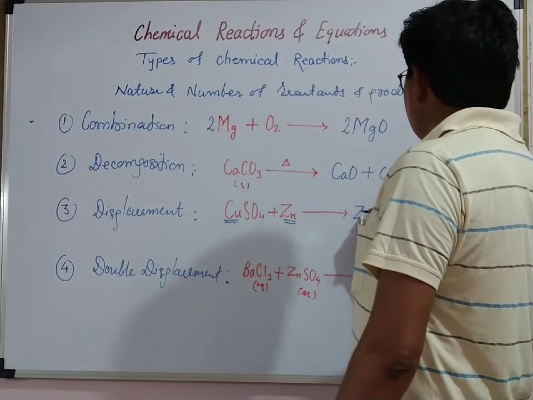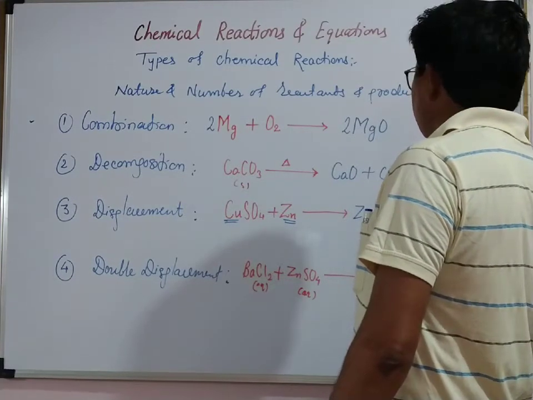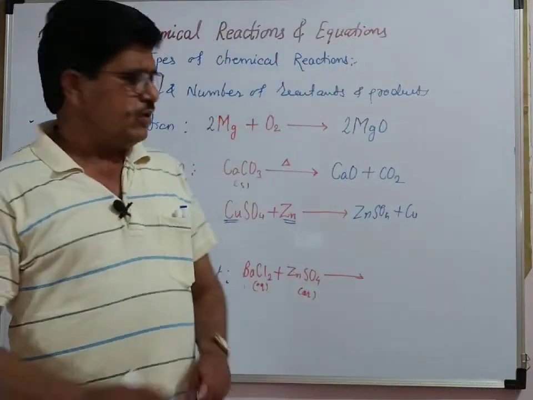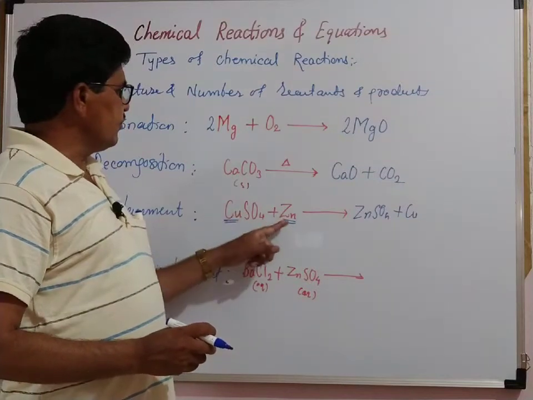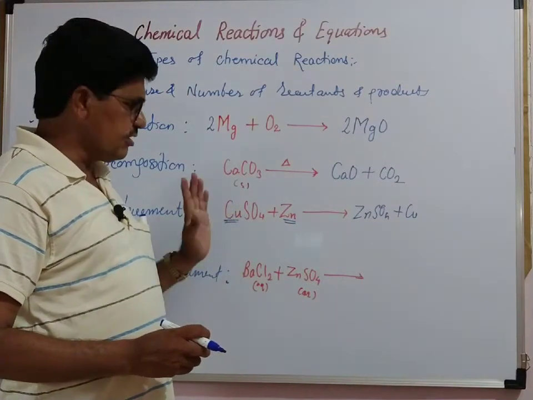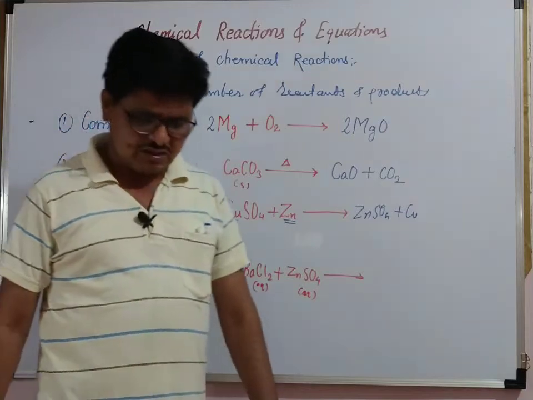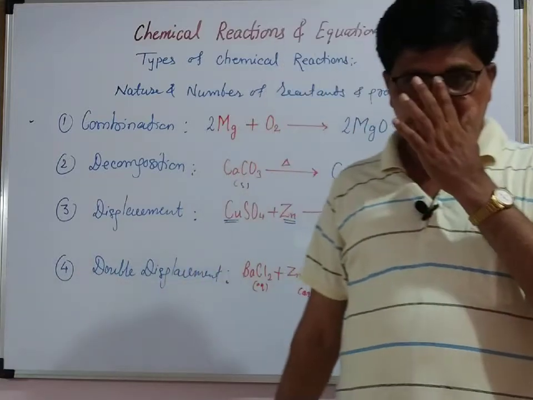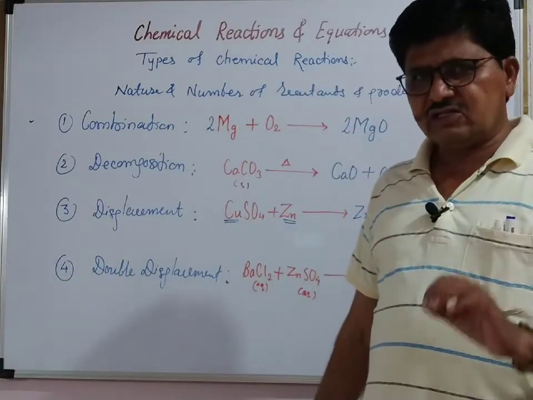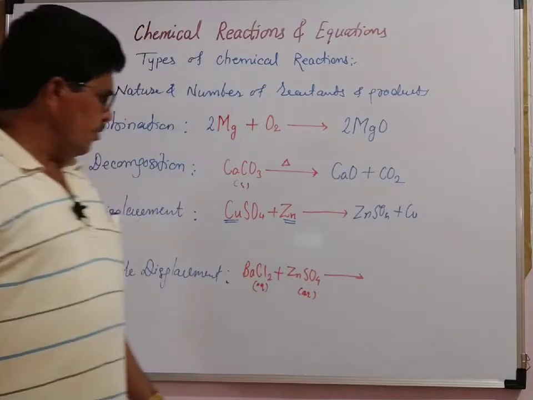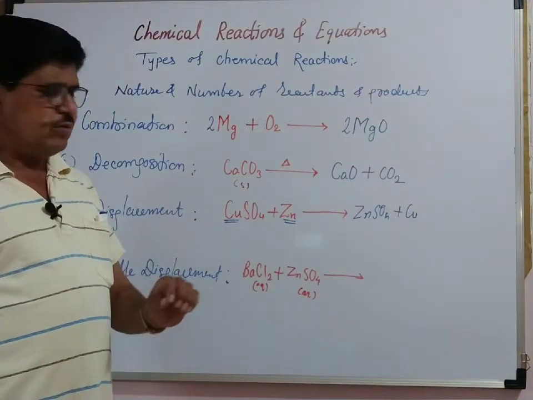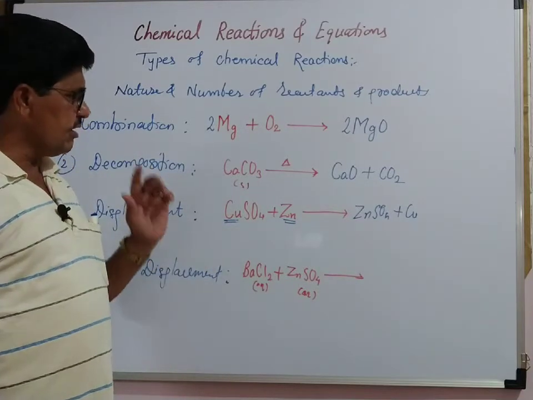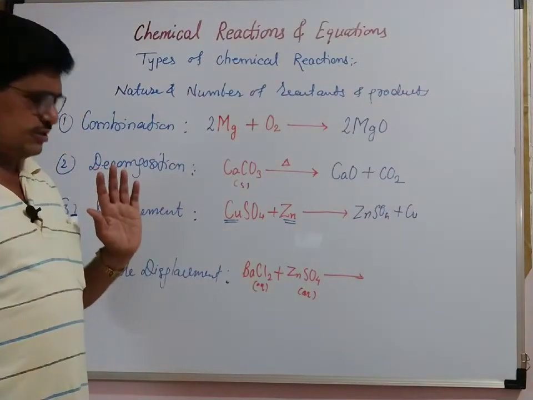Zinc sulfate plus copper is formed. Zinc is more reactive as compared to the copper. Therefore, zinc displaces the copper from its compound. That type of the chemical reaction is known as the displacement reaction. What is the definition of the displacement reaction? A chemical reaction in which the more reactive element or more reactive metal displaces the less reactive metal from its compound is known as the displacement reaction.